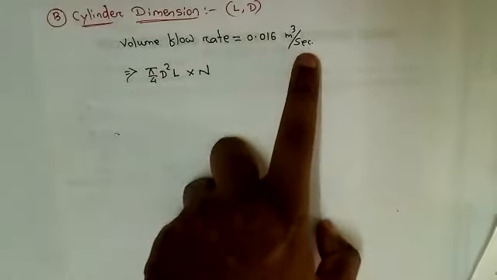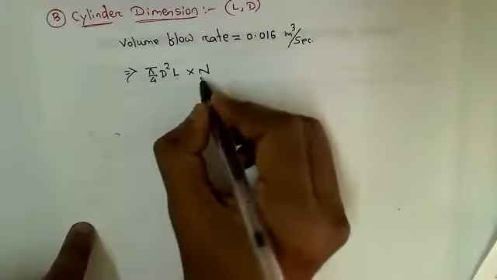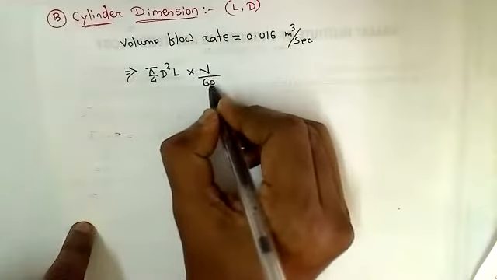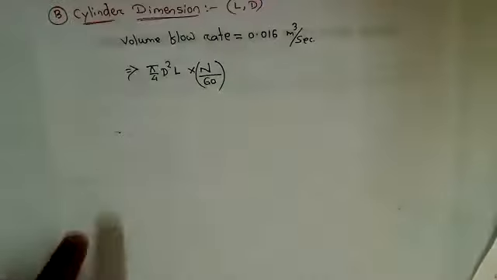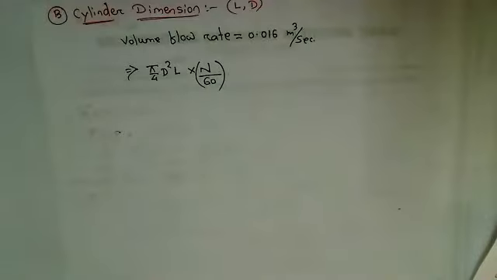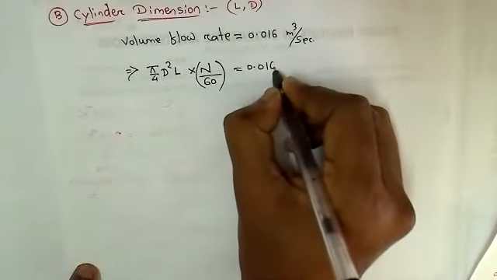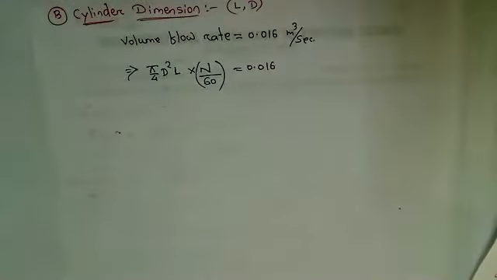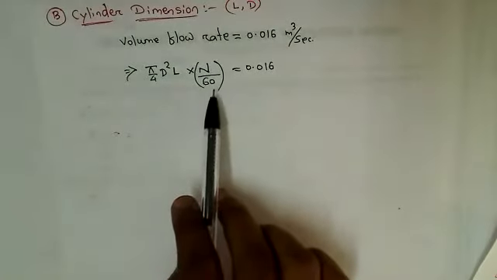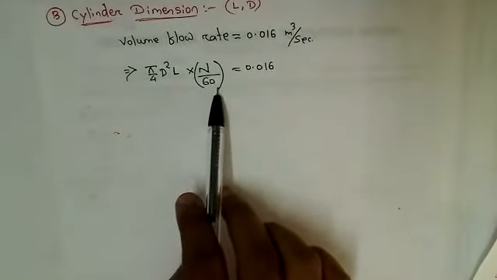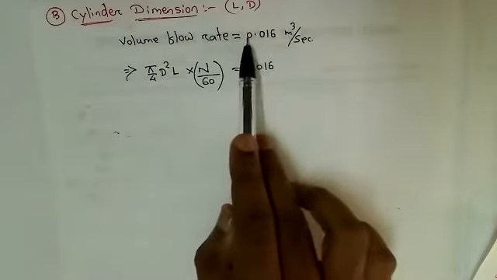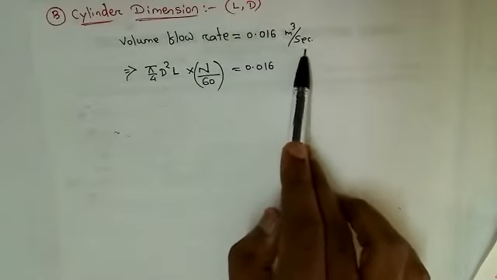But here it is in seconds, so we have to convert it into seconds. So N by 60 we have to multiply, because 1 minute is 60 seconds. This is equal to, we will get 0.016. So once again, I am explaining this thing. I think you might get confused over here. Volume flow rate is 0.016 meter cube per second.